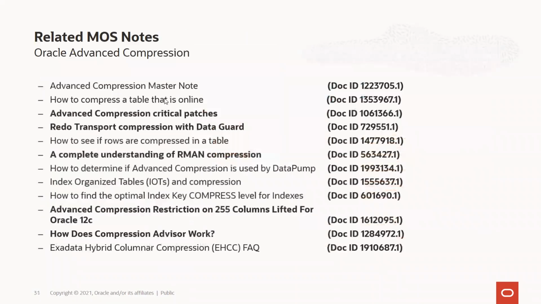Oh, some MOS notes. These are great MOS notes to help you use advanced compression. If you think about using advanced index compression, there's a white paper MOS note on here that helps you determine how to use the index key compression, the free version of index compression. So definitely take a look at that. But in general, there are some good general usage of advanced compression MOS notes here.